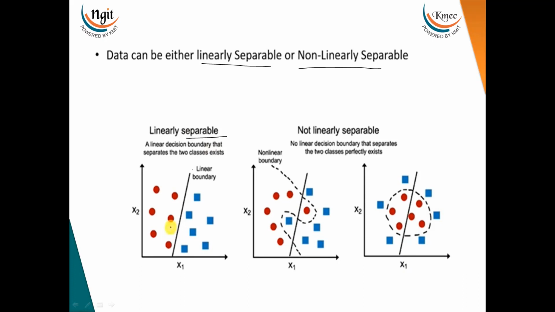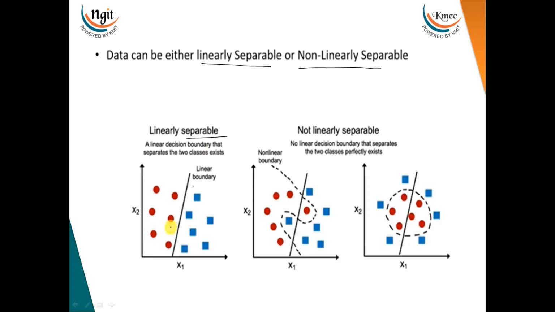if I draw a line, I have a data. You can see here this red point and the blue point are representing the data. I want to segregate or separate these two data into two different classes. If I'm able to draw a straight line and separate this data into two parts, then we can say that the data is linearly separable. This is called a linear boundary. So when your data is linearly separable, things will be easy for us.